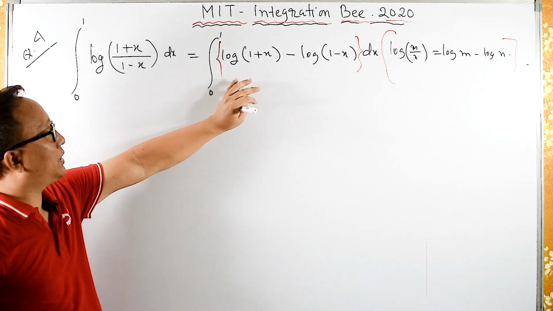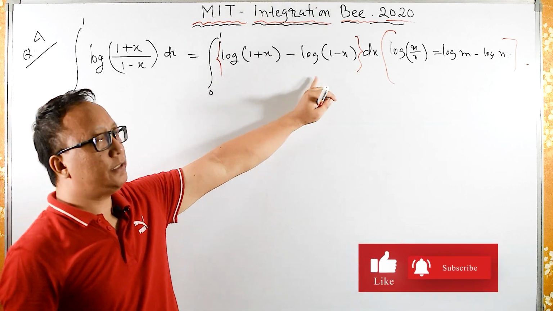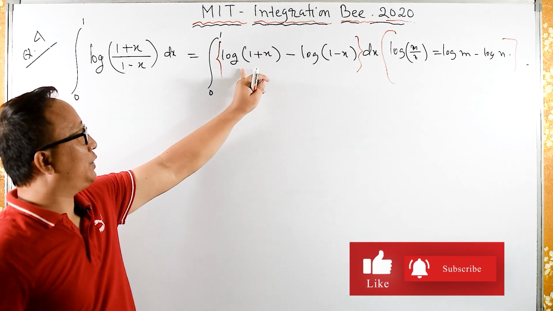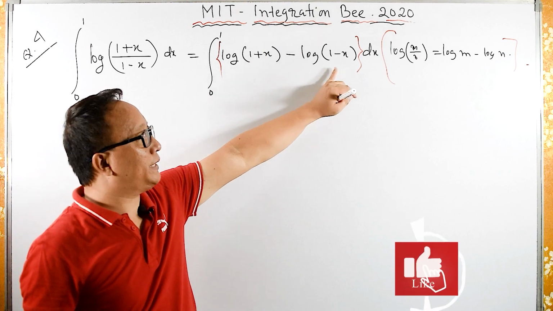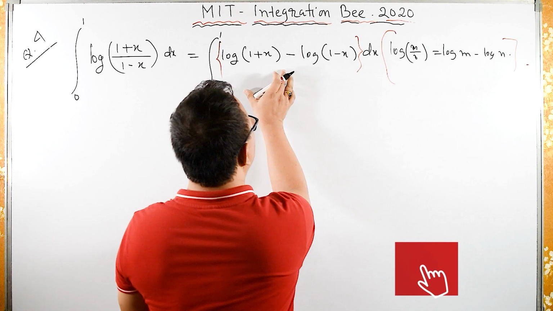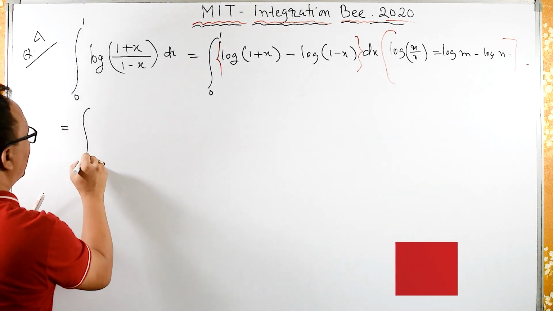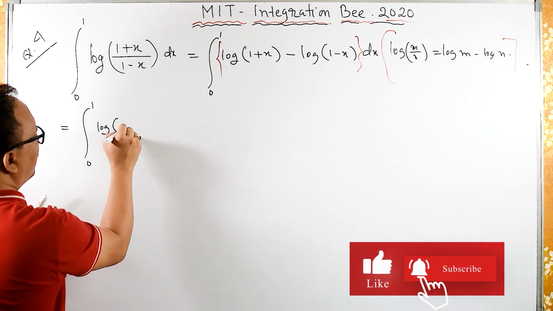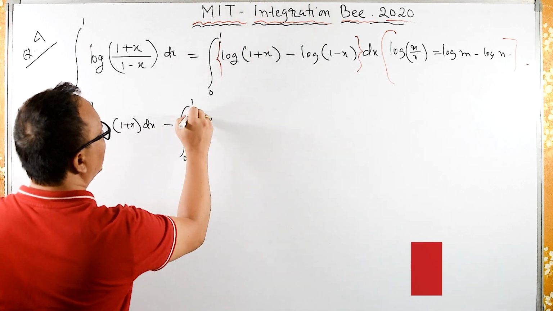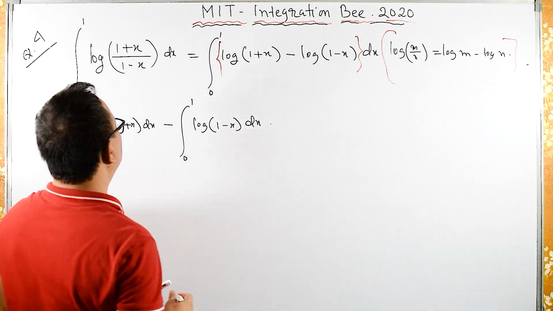Now from here you can separate this integral and then integrate it. But what I will do is substitute 1 plus x as some u, or 1 minus x as some v, so that the terms get somehow smaller. First of all I will separate this. This equals integral 0 to 1 of log of 1 plus x dx minus integral 0 to 1 of log of 1 minus x dx.